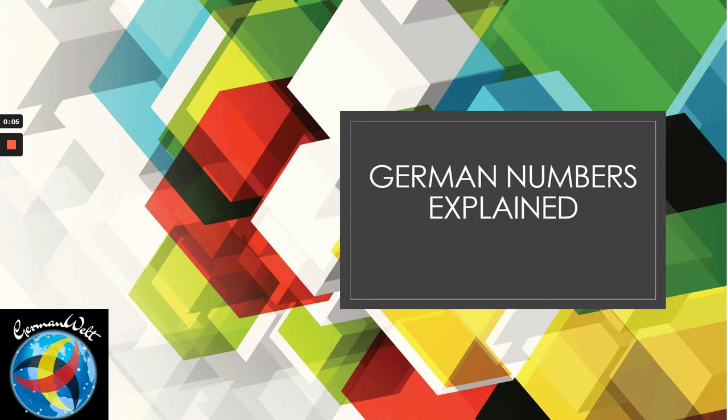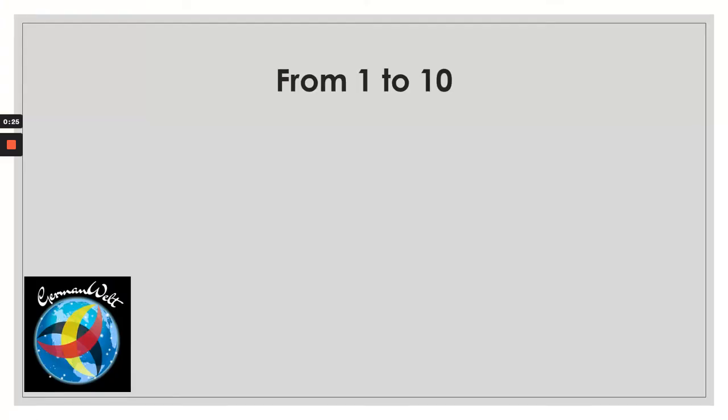This is a tutorial I created for you in case you just started to learn German and you didn't have the chance to get into this topic so far. I want you to understand the rules and also the exceptions, and we will be discussing numbers from 1 to 100. So let's start.